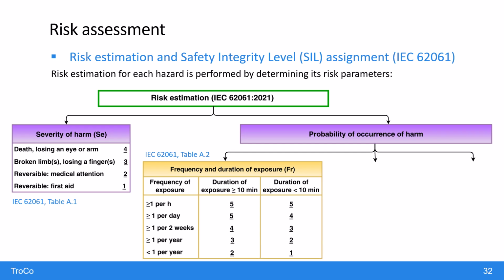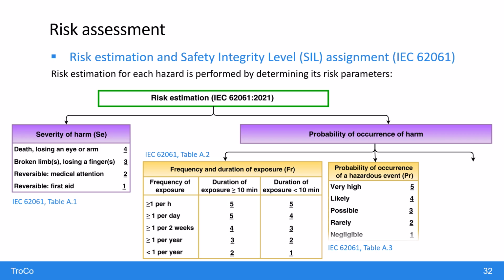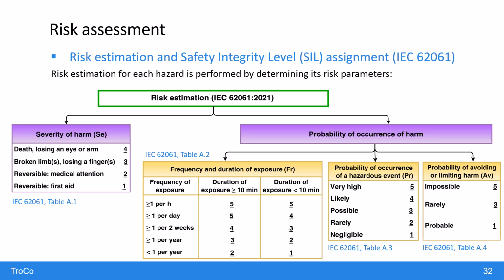This is how often and how long a person is in the hazard zone, for example, during material feeding or adjustments. Second, probability of a hazardous event, PR. This is the likelihood of an event due to machine behavior or human error, for example, stress, lack of training, or complexity. Third, possibility of avoiding or limiting harm, AVI.